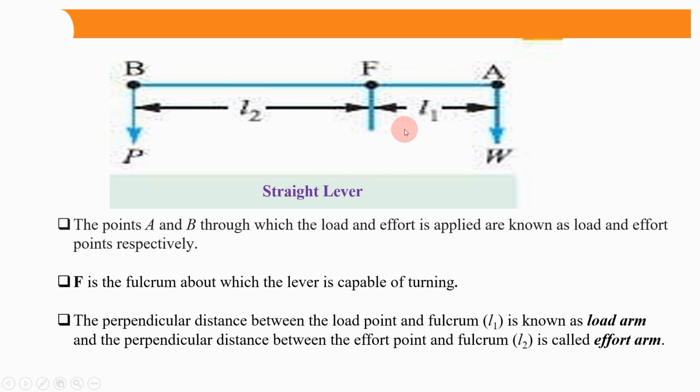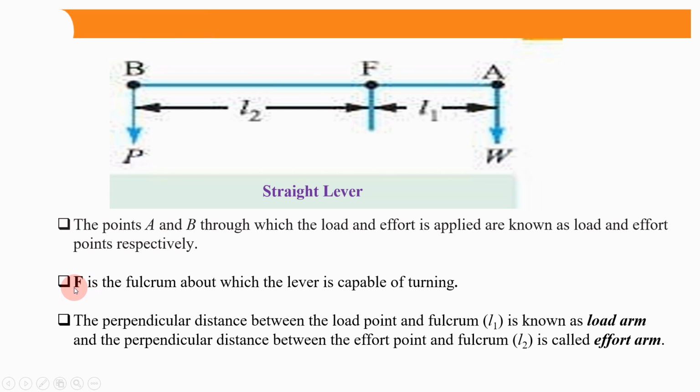Now what are the meanings of all these notations placed over here? The points A and B, through which the load and effort are applied, are known as load and effort points respectively. This is the load point and this is the effort point. Why? Because load is denoted by the letter W, so it becomes the load point, and effort is denoted by the capital letter P, so that point becomes the effort point. So this is load point A and this is effort point B.